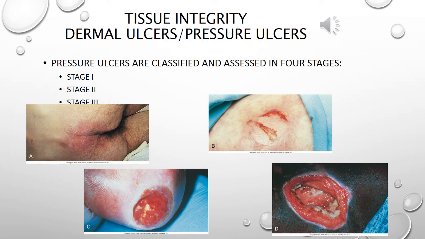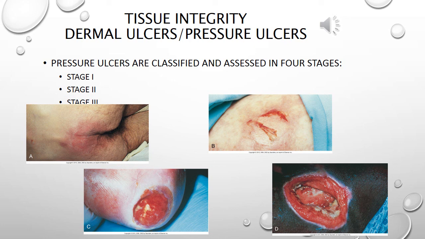Within the concept of tissue integrity, we will be discussing the dermal ulcers or pressure ulcers and their stages. A stage 1 pressure ulcer is a defined area of intact skin with non-blanchable redness of a localized area, usually over a bony prominence. Darkly pigmented skin may not have visible blanching. Its color may differ from the surrounding skin. The area may be painful, firm, soft, warmer, or cooler as compared to adjacent tissues. A stage 2 pressure ulcer involves partial thickness loss of dermis.